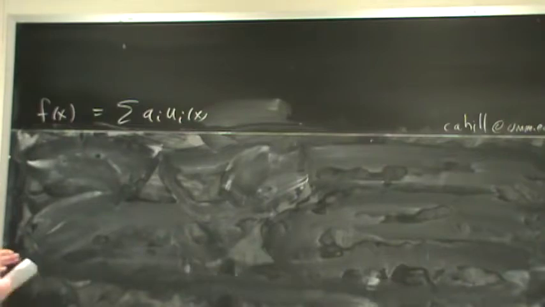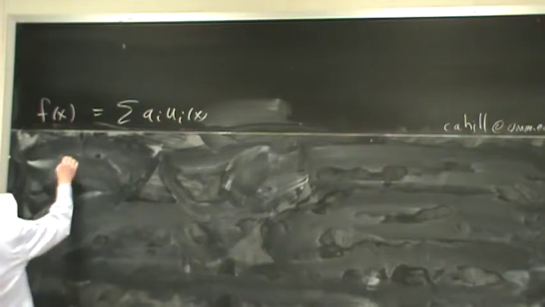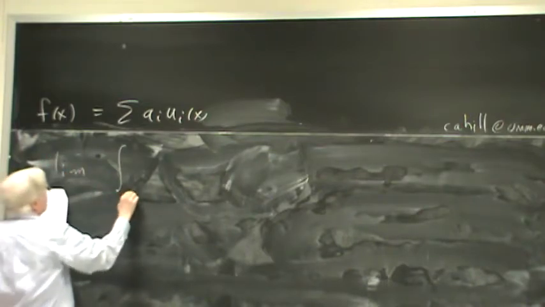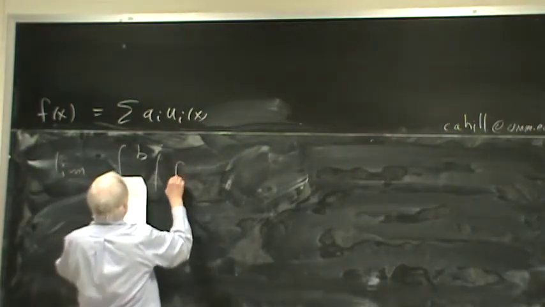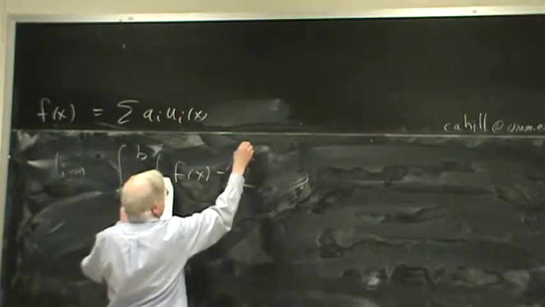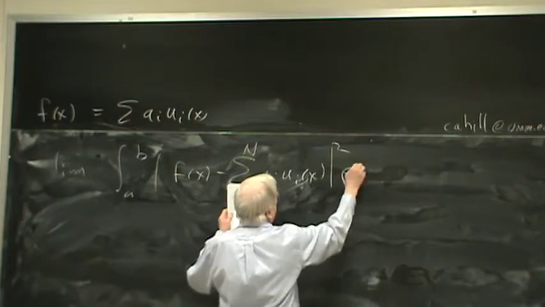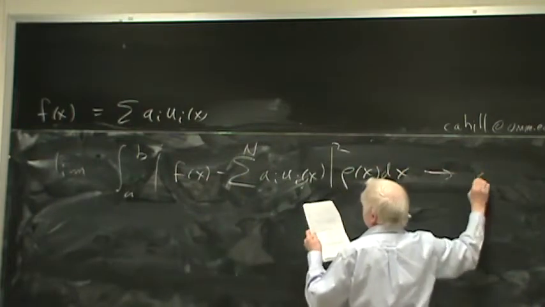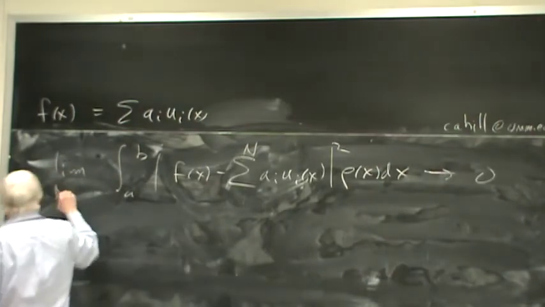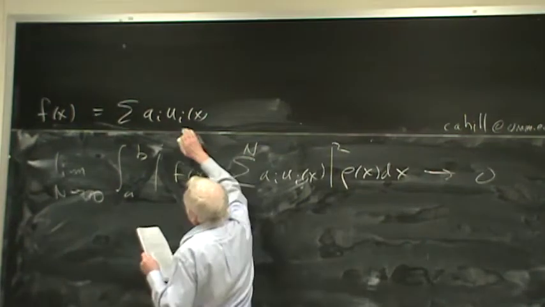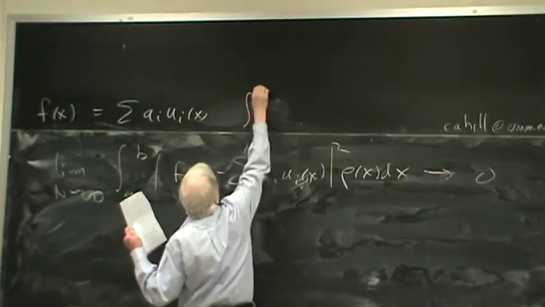And on the other hand, what's meant here is that the limit of the integral from a to b of the absolute value of f of x minus this sum up to n of a_i u_i of x, absolute value squared, rho of x dx, goes to 0 as n goes to infinity. So this is called convergence in the mean. And these functions f here, they don't need to be in the domain. All they need to be is square integrable.